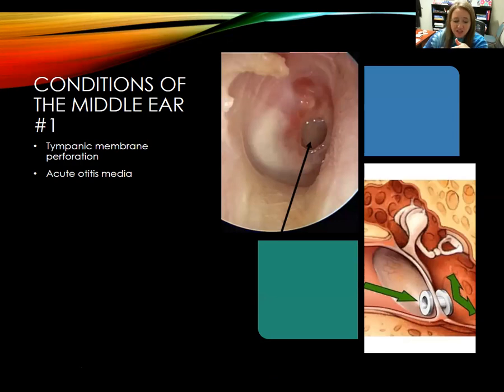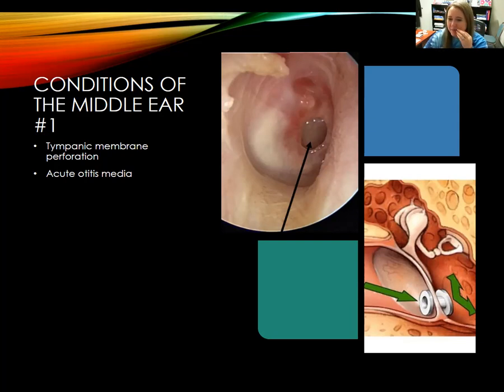So don't be sticking bobby pins or paper clips in your ear to scratch. I used to work with this girl, and I would always walk by and she'd have a paper clip in her ear. I'm like, what are you doing? You're gonna rupture your tympanic membrane. Stop it. I was like, I can't. I was like, please don't do that.